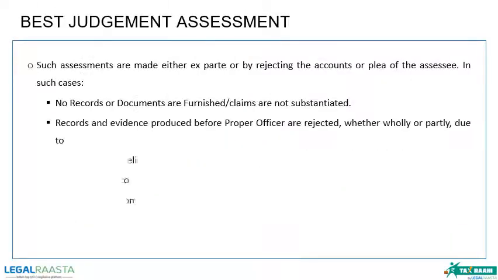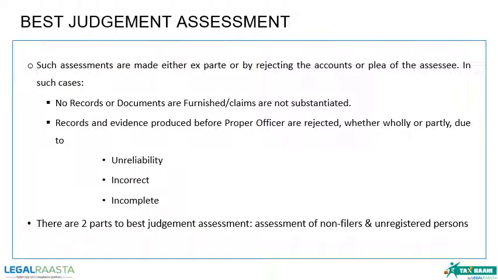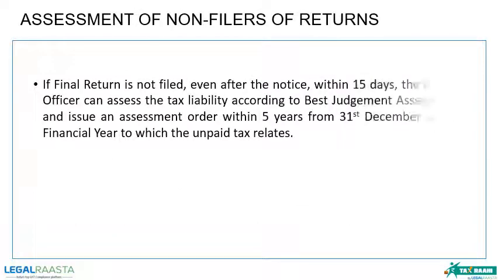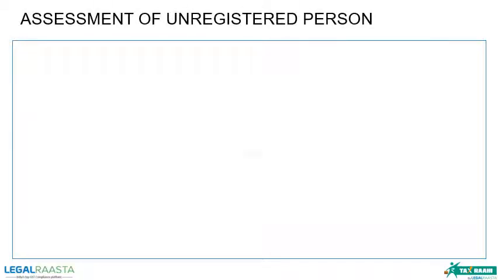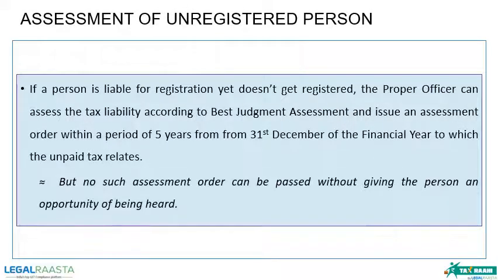Best judgment assessments are such assessments which are made either ex parte or by rejecting the accounts of the assessee. It has 2 parts: assessment of non-filers and assessment of unregistered persons. In assessment of non-filers of return, if the final return is not filed even after the notice, then the proper officer can assess the tax liability according to the best judgment assessment and issue an assessment order. In assessment of an unregistered person, if a person who is liable for registration does not get registered, the proper officer can assess the tax liability according to the best judgment assessment and issue an assessment order.